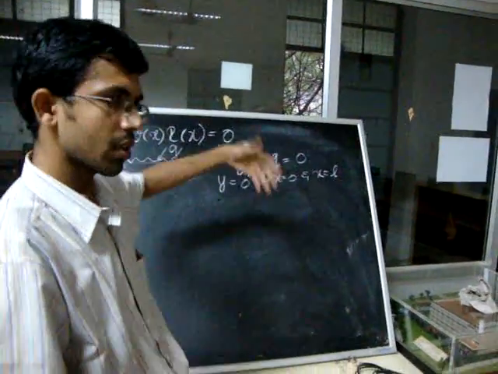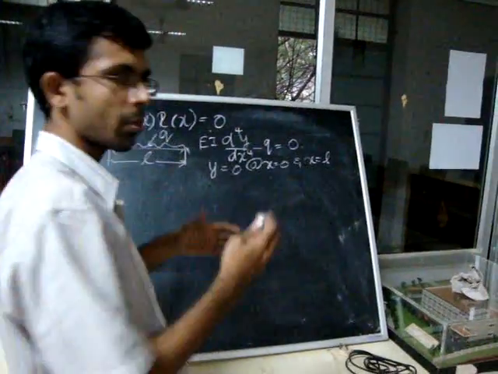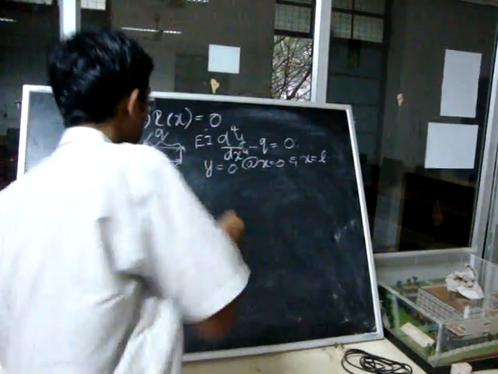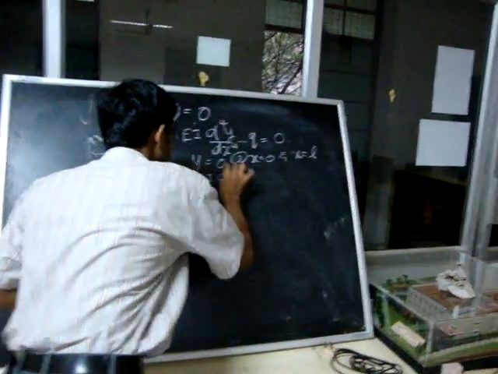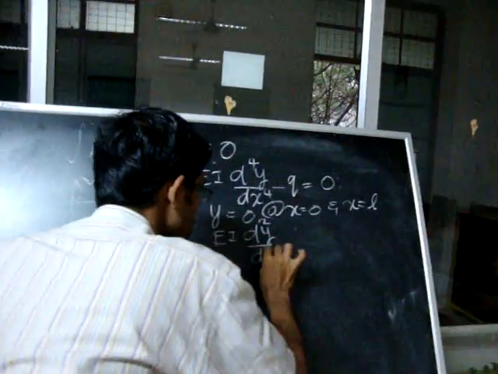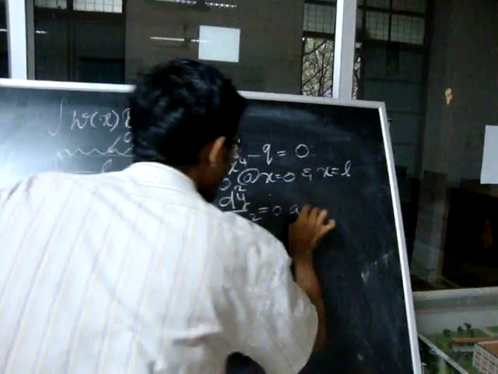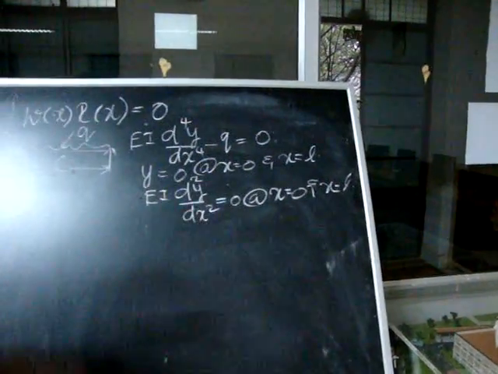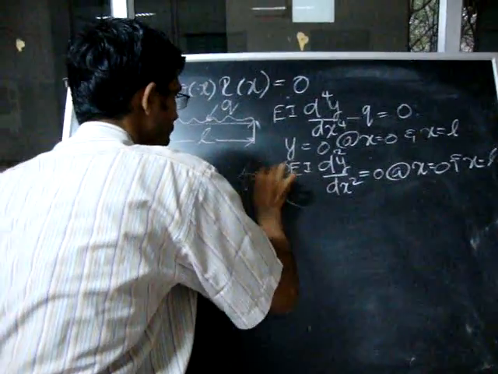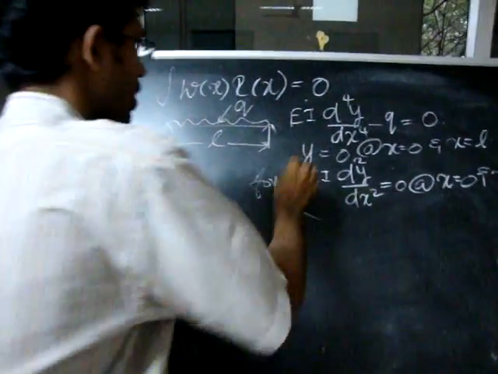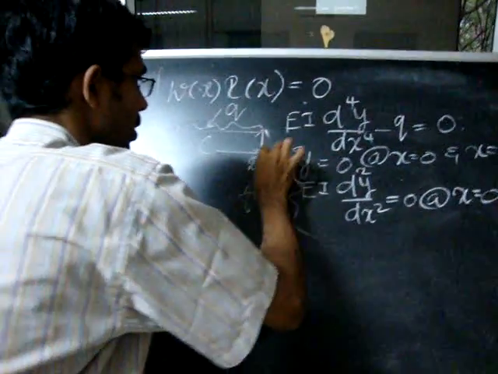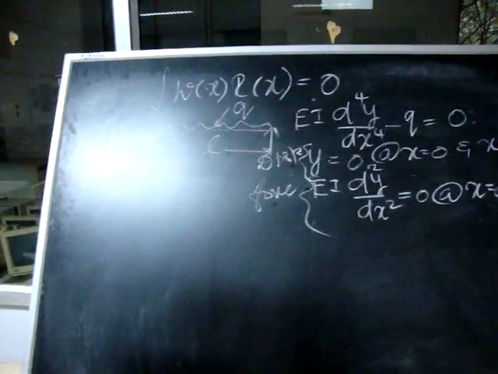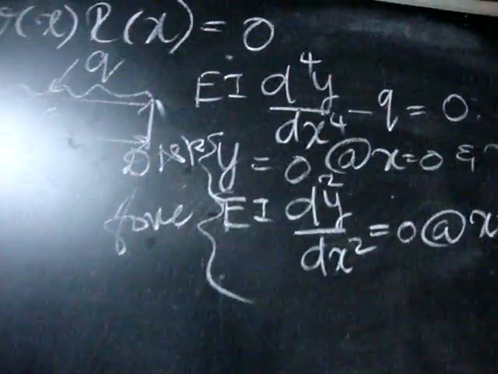Besides this, we will have force boundary conditions. That is, the moment is 0 at x equal to 0 and at x equal to L. That is EI d2y/dx2 is 0 at x equal to 0 and at x equal to L. So this is the force boundary condition, and this is the displacement or essential boundary condition.